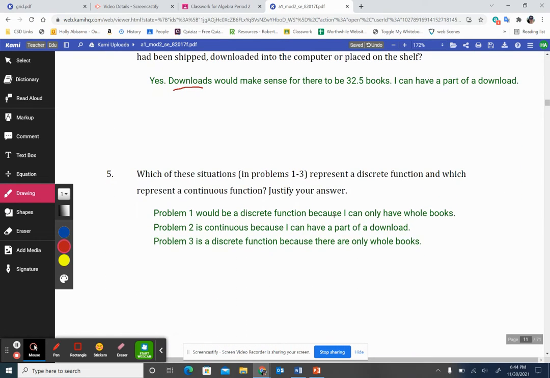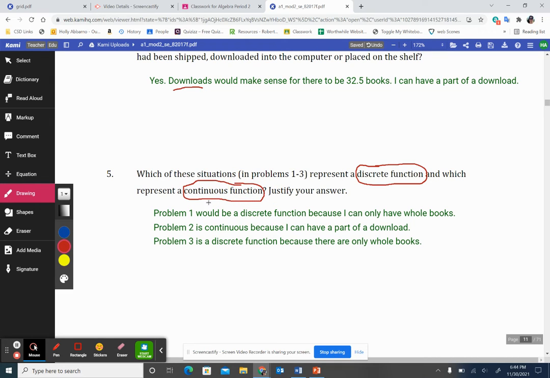Continuing on to number 5, which of the above situations, problems 1, 2, and 3, represent a discrete function? Remember, that's our new vocab, a discrete function. That would be those whole increments like the video we watched. And which would represent the continuous function?